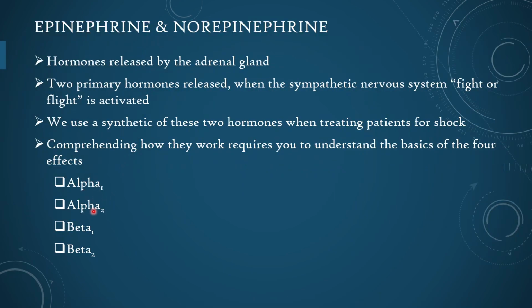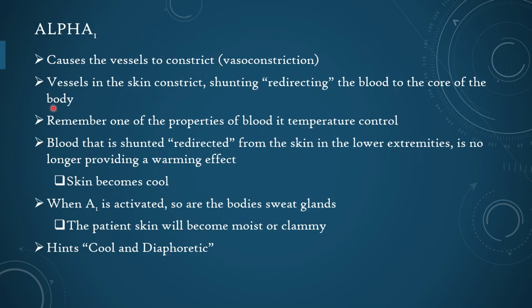We have alpha 1, alpha 2, beta 1, beta 2. Let's look at alpha 1. Alpha 1 causes the vessels to constrict. This is where you get that vasoconstriction from. The vessels in the skin constrict, shunting or redirecting blood to the core of the body. Remember, one of the properties of blood is temperature control. So when blood gets shunted somewhere else, those areas are going to be cool.